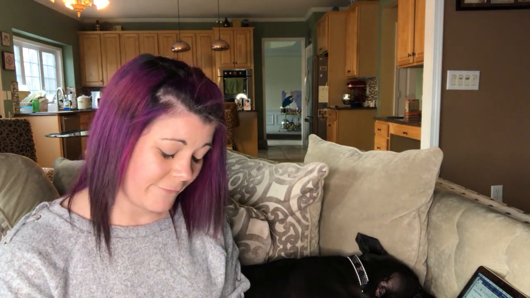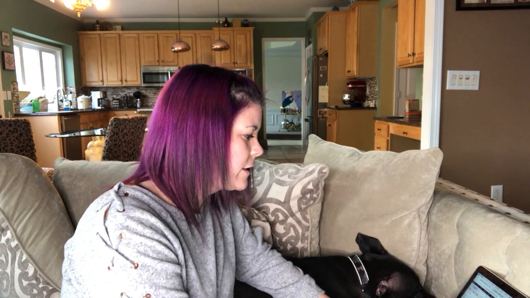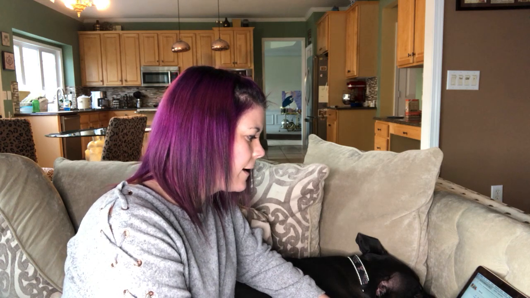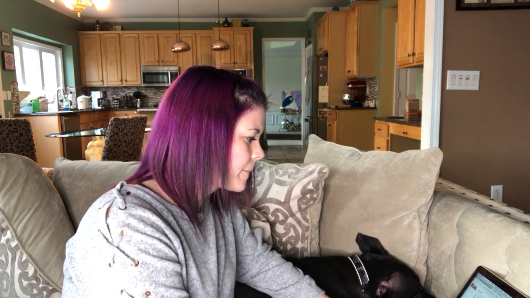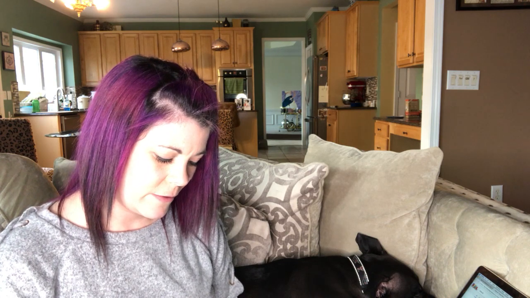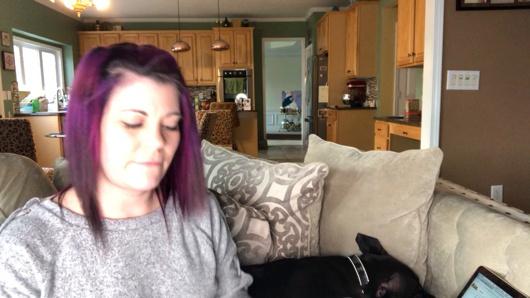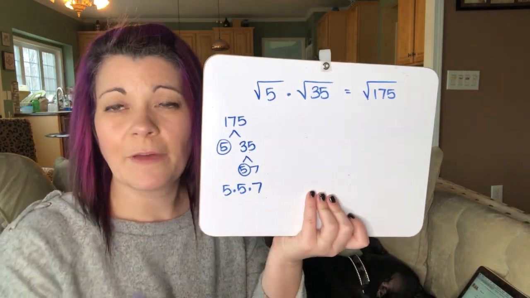I know that 5 goes into it because 175 ends in 5. And so 175, I think it's 35, I'm pretty sure. But I am going to check my math. Yeah, 35. So 5 times 35, and then I'm going to continue to go. And so the prime factorization of 175 is 5 times 5 times 7.